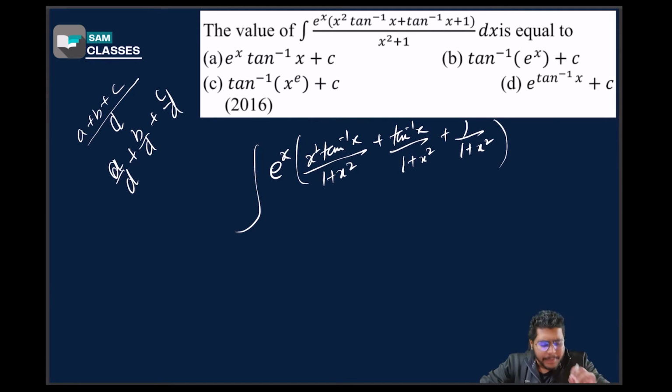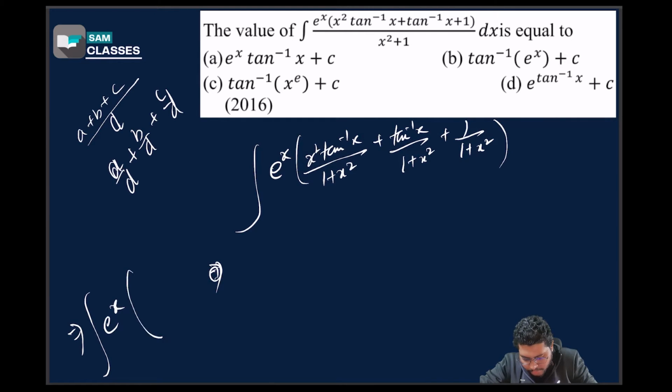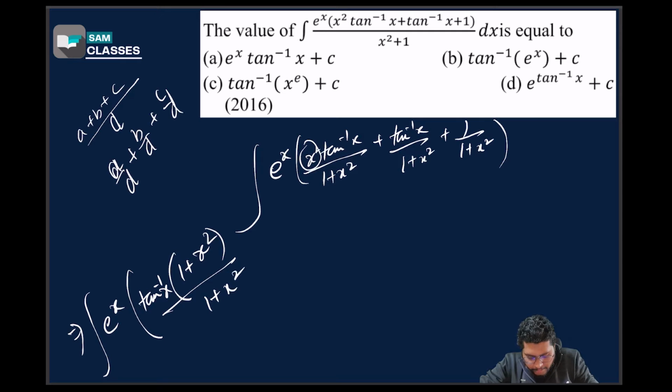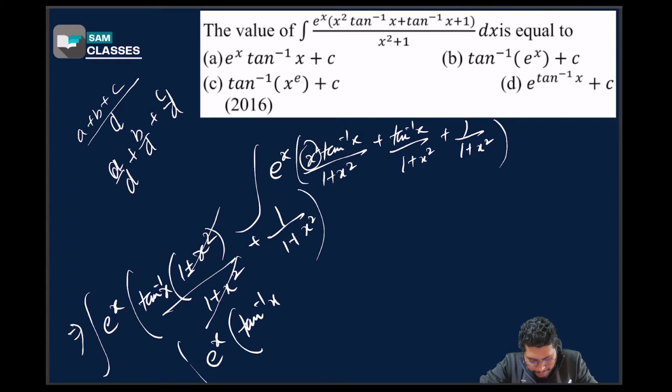Now this step is the pretty basic step. What else can I do after that? I can take tan inverse x common, and the moment I take it, what I'll get is from here x square and from here 1. So 1 plus x square divided by 1 plus x square, plus 1 by 1 plus x square. Now what I'm getting is integration e power x, tan inverse x plus 1 by 1 plus x square.